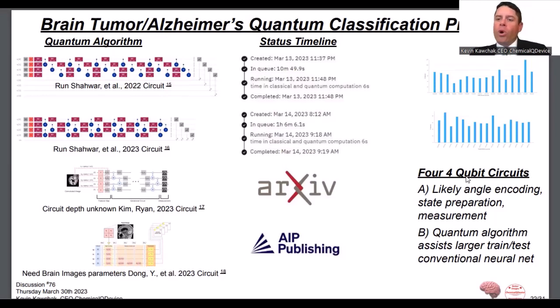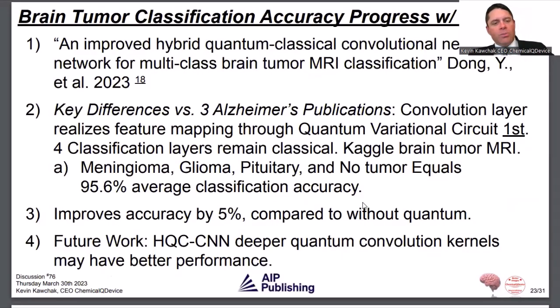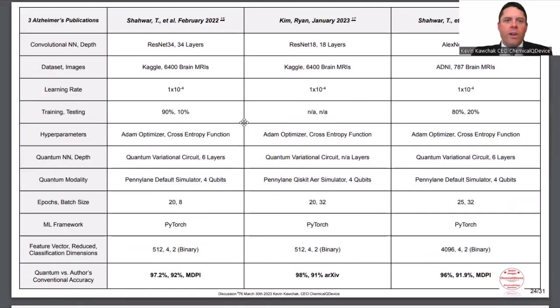So basically, for 4 qubit circuits, it's likely that they're using angle encoding, state preparation measurement. The quantum algorithm assists the larger train test convolutional neural net. So again, it's just bumping quantum up. And this is the brain tumor one, so 95.6%. So they're getting bumps of using these smaller quantum circuits, but as far as them being the prime component to train and test, it doesn't look like it's quite there yet.